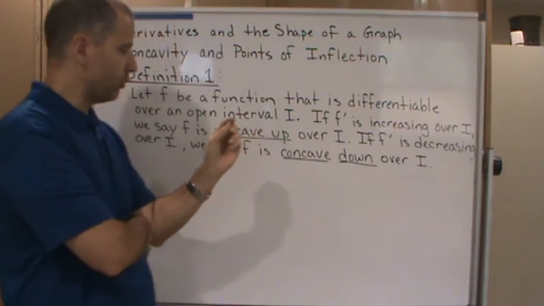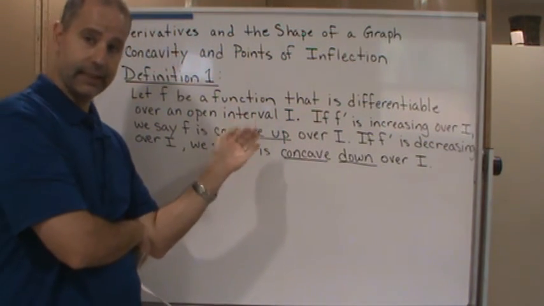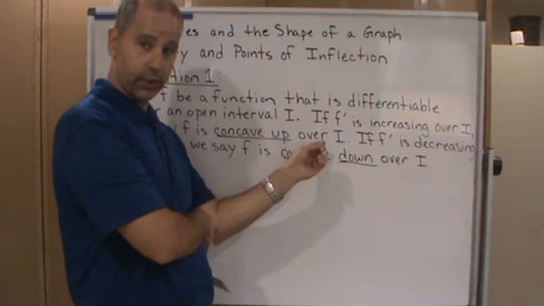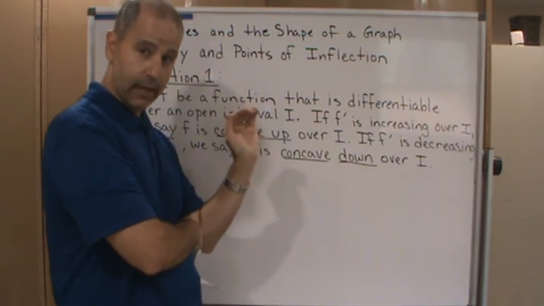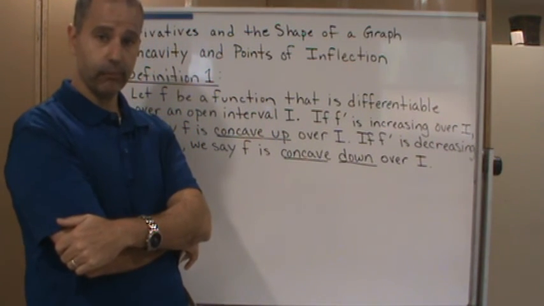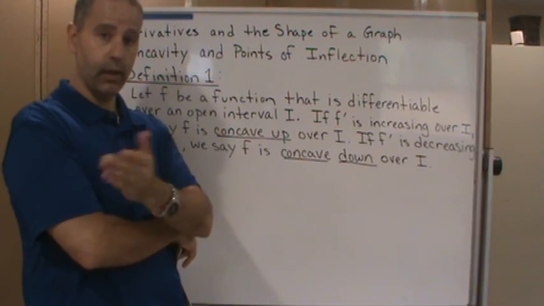If the second derivative of the function is negative, then that's going to tell us that the derivative function is decreasing, which means concave down, which is going to lead to our next theorem that we're going to introduce.